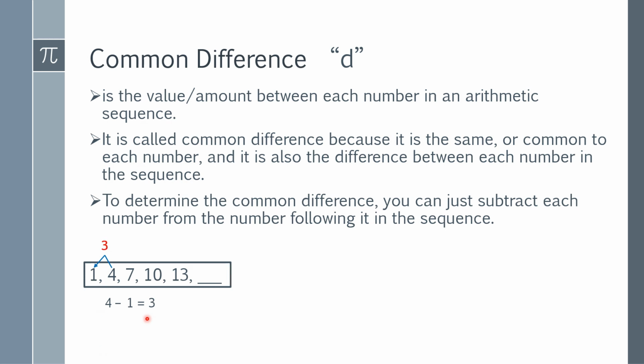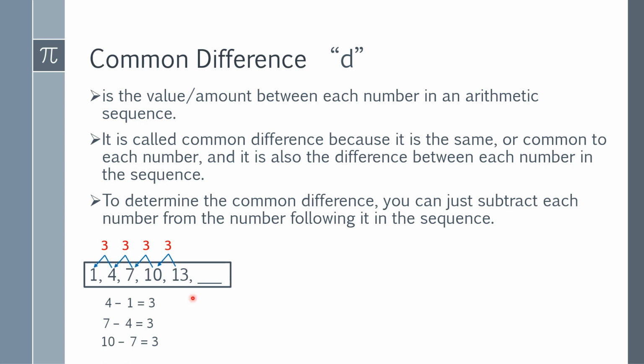To confirm if the differences of this sequence are common, let's try another one. So let's have 7 minus 4, and the answer is also 3. Next, we will have 10 minus 7. The answer is also 3. Next, we have 13 minus 10, and the answer is also 3. So if you can observe, the differences of this sequence are common, which is 3.